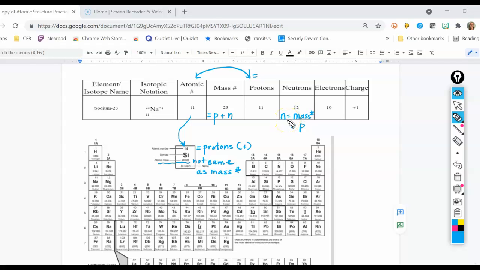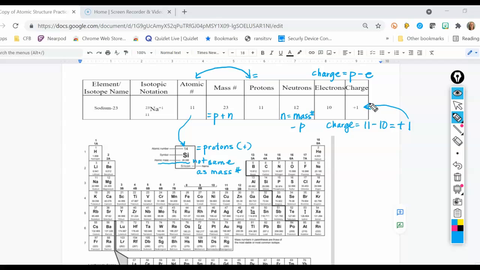Okay, now what about these electrons and the charge? What you need to know is that charge can be found by taking our number of protons minus our number of electrons. So if we have to know what the charge is, we can just perform a simple subtraction. In this example, our charge will be equal to 11 for protons minus 10. So then our charge ends up being a +1, and that is exactly what you see right here.